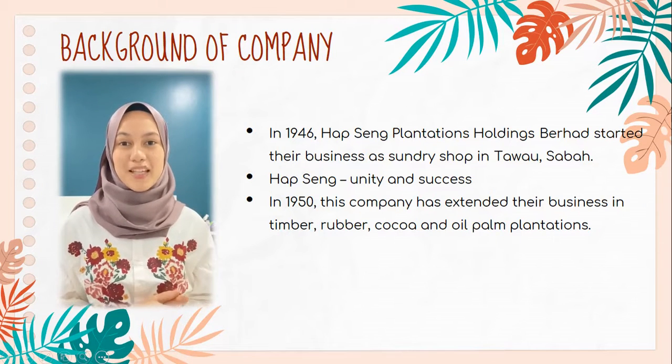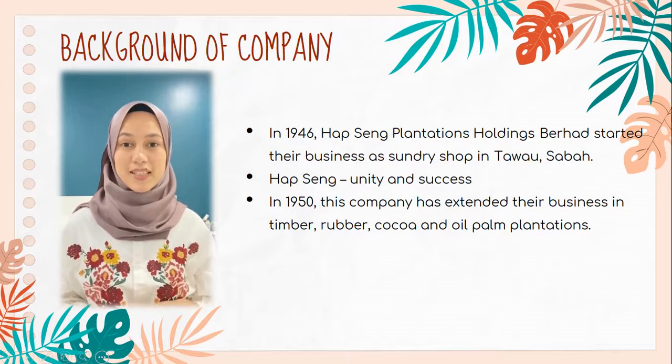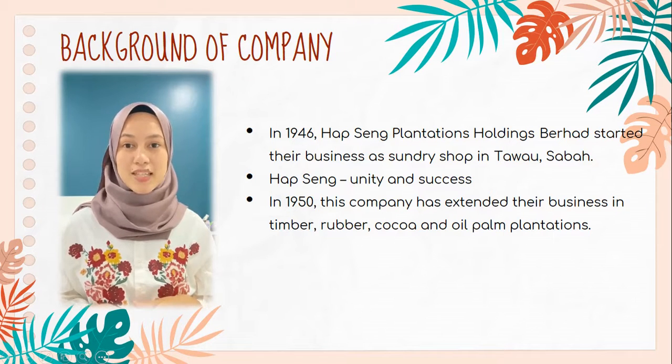Since this company has performed very well in oil palm sectors, there are a lot of estates under Hapseng Plantations Holding Berhad, which are the Tomangong Group of Estate, Sungai Segama Group of Estate, Jeroko Group of Estate, Ladang Kawa Estates, and Pelipikan Estate, which are mostly located in Sabah.